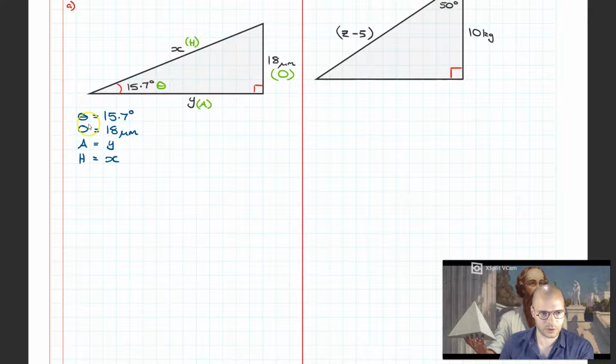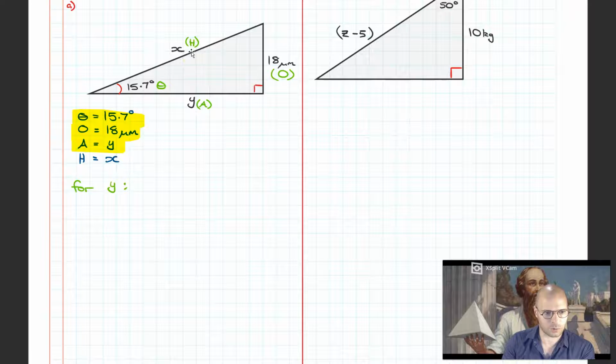Alright, so I've got a value of theta of 15.7 degrees, an opposite side which is equal to 18 micrometers. Then we have A is unknown, set to y, and the hypotenuse is set to the unknown x. Now to start off with, we're going to first calculate the unknown value for A, or the adjacent, which is y. To do this, we're going to use theta and the opposite because they're known values. So we'll say for y, and because we're using the opposite and the adjacent, we're going to use tangent. Writing out the ratio, subbing in the values.